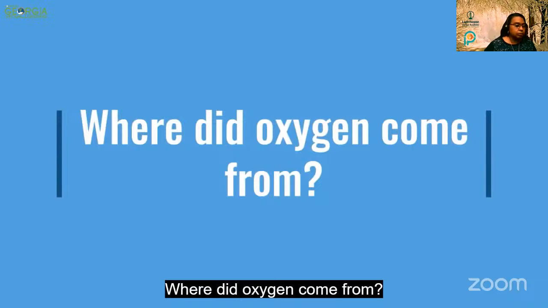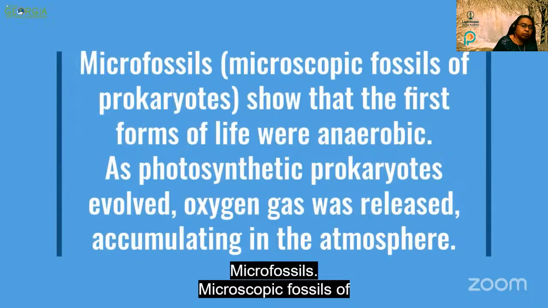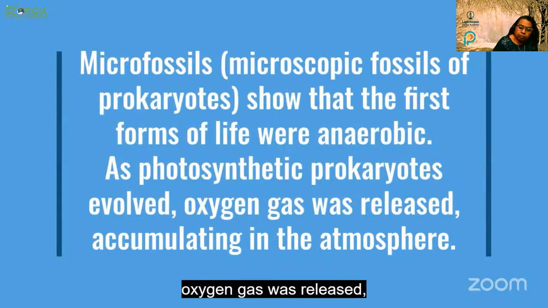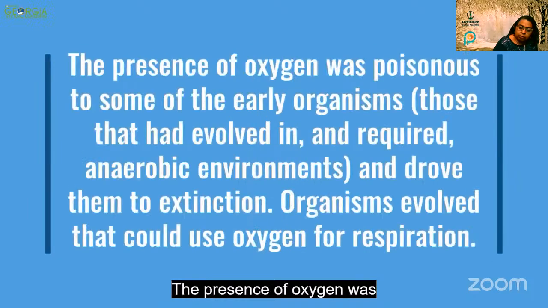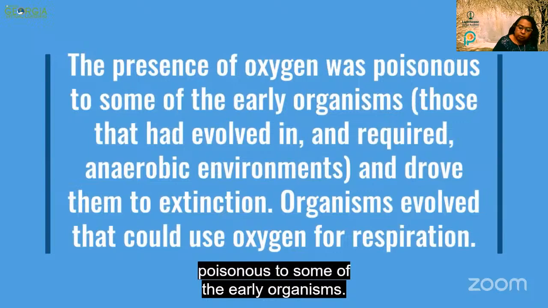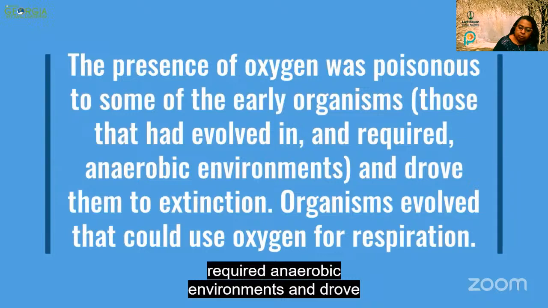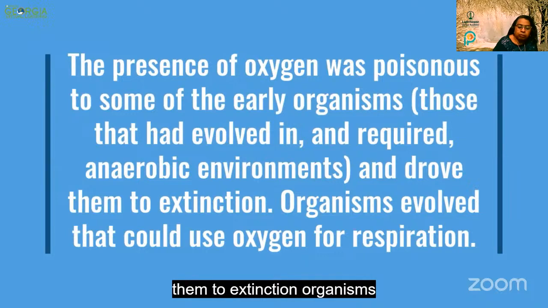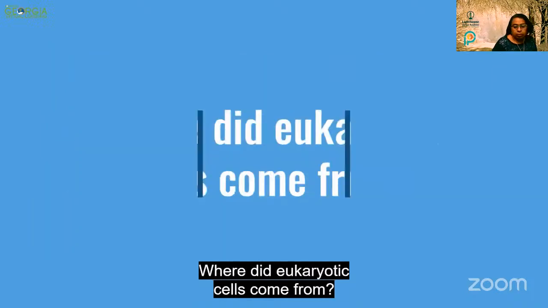Where did oxygen come from? Microfossils, microscopic fossils of prokaryotes, show that the first forms of life were anaerobic. As photosynthetic prokaryotes evolved, oxygen gas was released, accumulating in the atmosphere. The presence of oxygen was poisonous to some of the early organisms, those that had evolved in and required anaerobic environments, and drove them to extinction. Organisms evolved that could use oxygen for respiration.